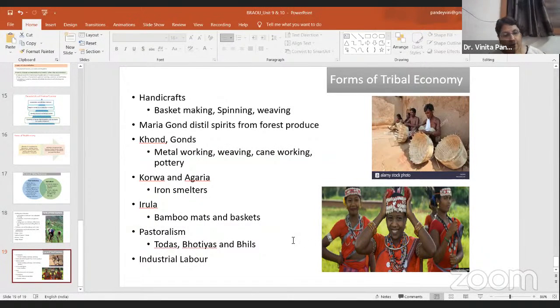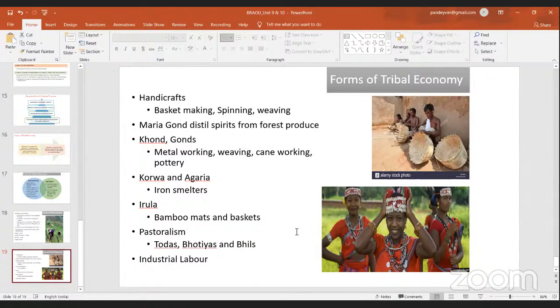But before I stop, let me give you a brief introduction of the next unit, so that next time when we are meeting, I can immediately start the class. The next unit is about tribal polity. What is the political system among tribal communities?